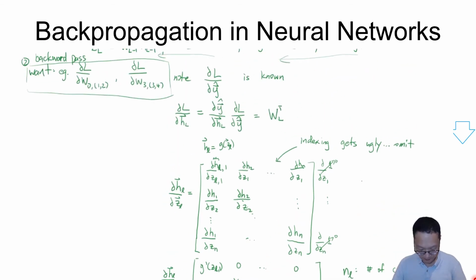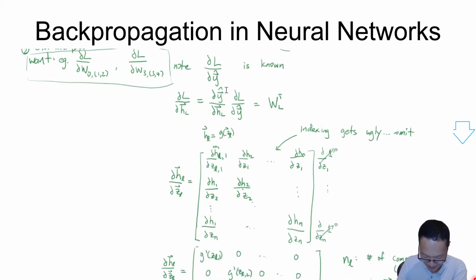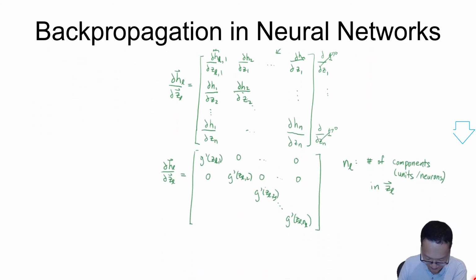Okay, so let's go back up here and see what we have done so far. So we started off with partial L, partial HL. So next we did partial HL, partial ZL. That's over here. And then that actually applies to every layer, not just capital L. Okay, so next we can connect everything together and then do partial L with respect to, so partial L, partial HL. So let's do that.